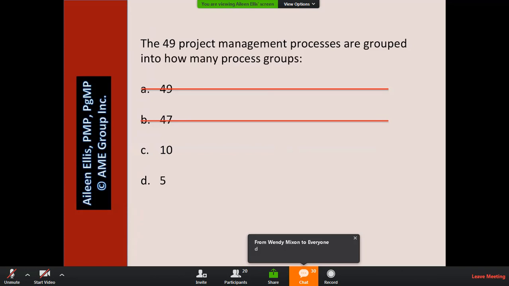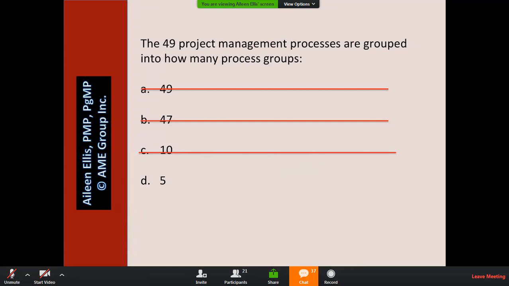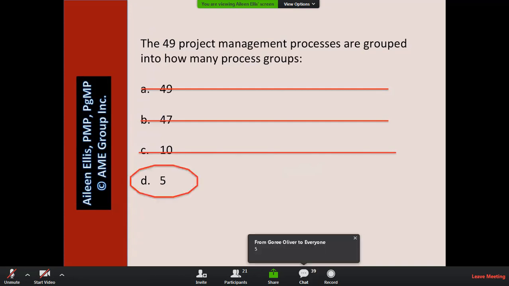10 is wrong. You tell me, what are there 10 of? There's not 10 process groups. There's 10, and you see people typing KA. KA is for knowledge areas. So if you're using the PMBOK guide and you look down that left column, you see the 10 knowledge areas. So how many process groups are there? There's 5 process groups.